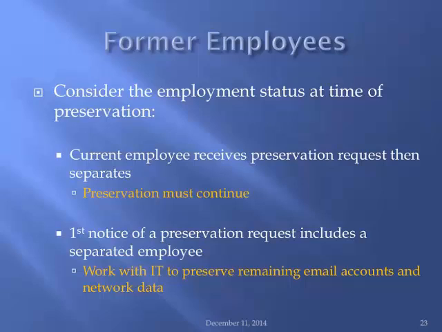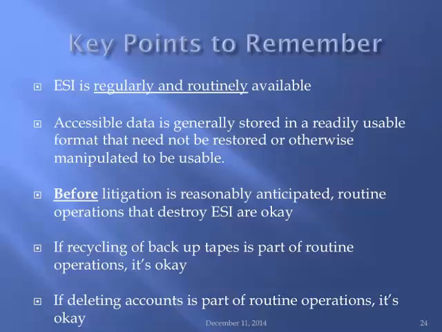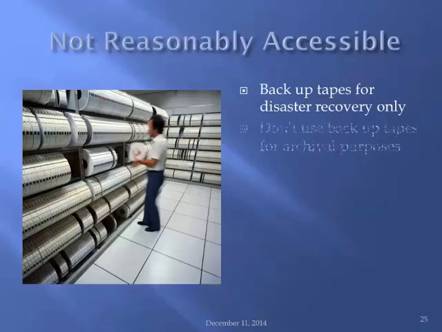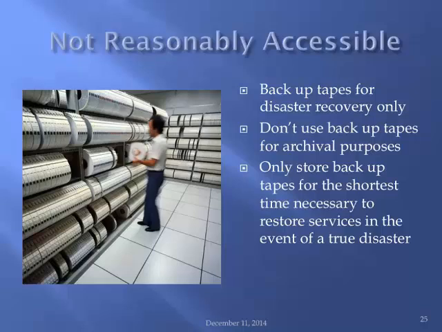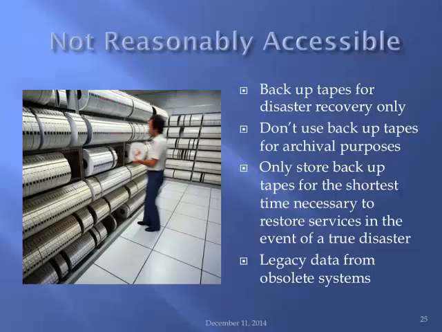And then wrapping up here, so we went over this. Key points to remember is that ESI is regularly and routinely available. We're not talking about backup tapes, things like that. Backup tapes, as you know, are for disaster recovery purposes. That's what they're for. It's not like, oh, you know what, Ryan, I deleted those emails a year ago, I need them for the preservation. If they deleted them a year ago, then that's okay. That's their normal course of business. It's from the date of the preservation letter going forward that they shouldn't delete anything regarding that matter.